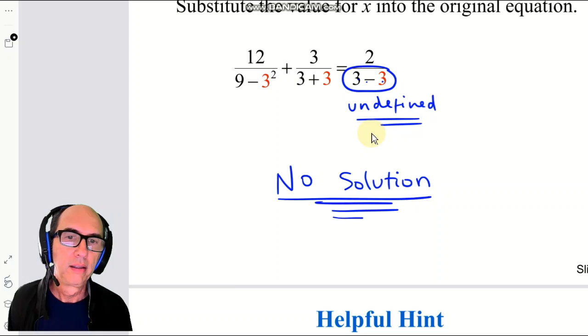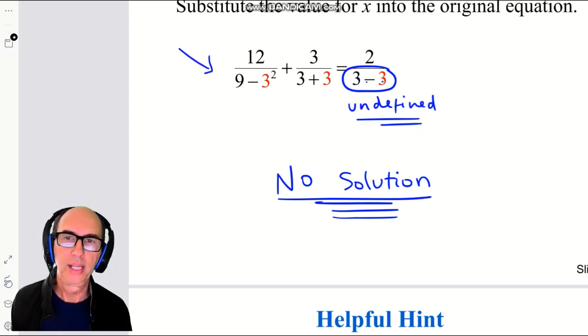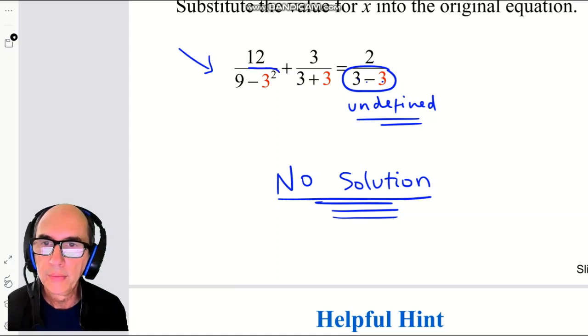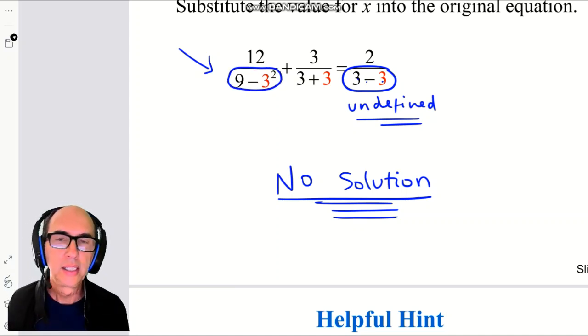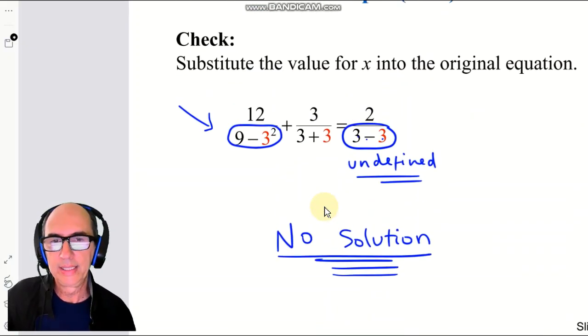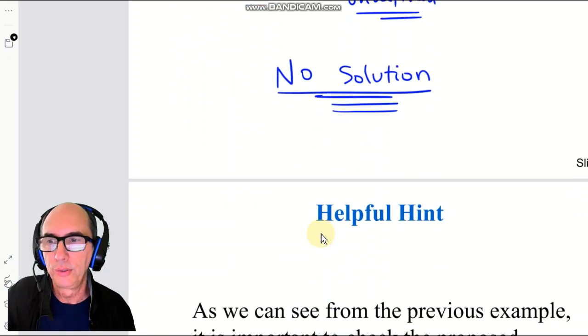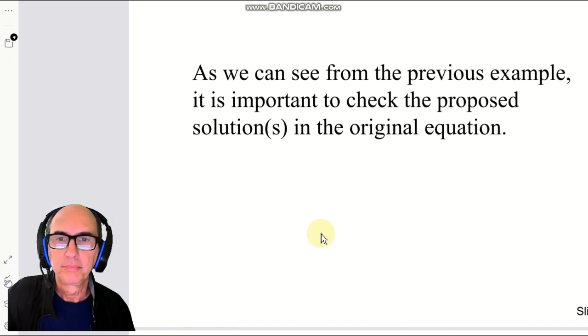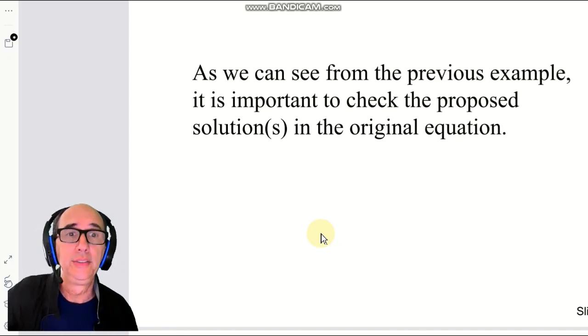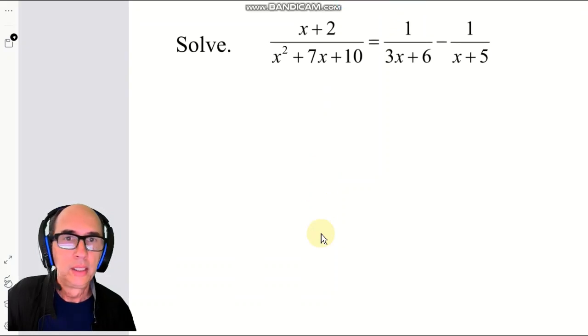Okay? So always check because of this. Always check. We're also going to have 0 here. It doesn't matter. If you have 1 denominator equal to 0, this is it. It is undefined, it is no solution. As you can see, it's very important to check the solutions. What about this one? I will give you the least common denominator. You can do the rest.